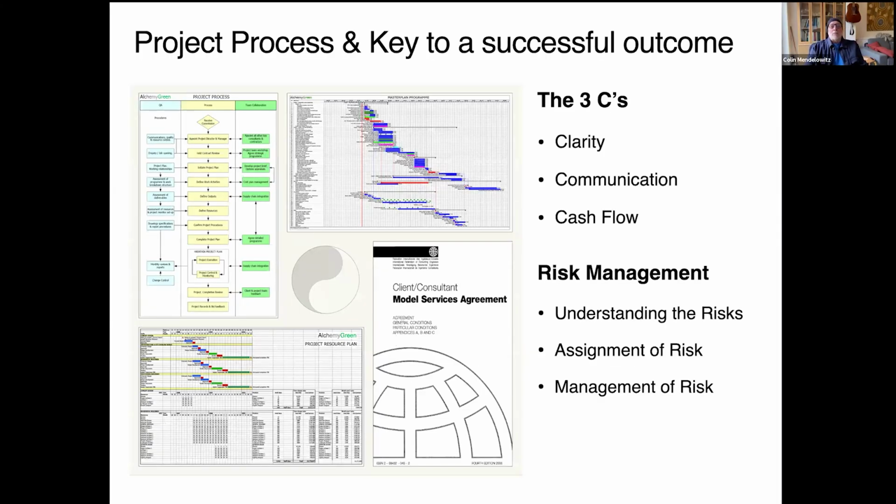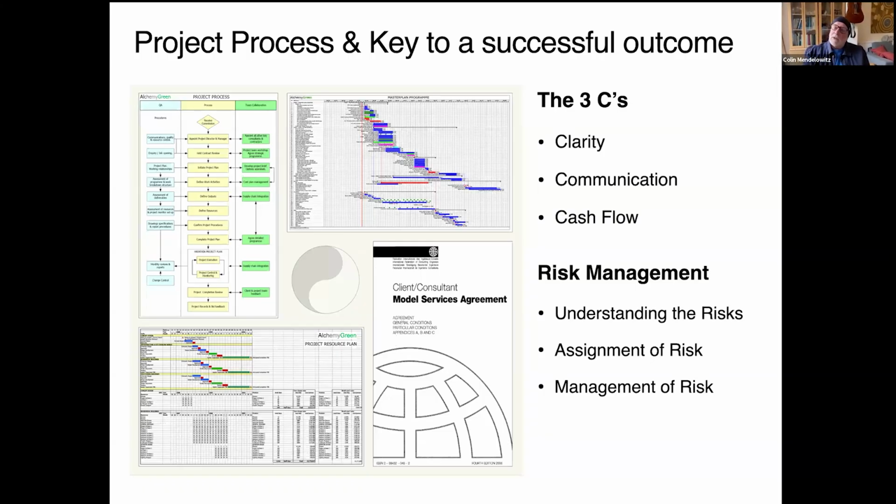So what is the project process and what is the key to a successful outcome? Well, for me, the three C's are like a three-legged stool: clarity, communication, cash flow. Clarity, you need everything explained very clearly. You need to communicate very clearly, and if cash doesn't flow, the project just stops.